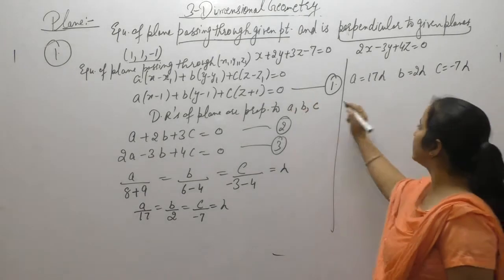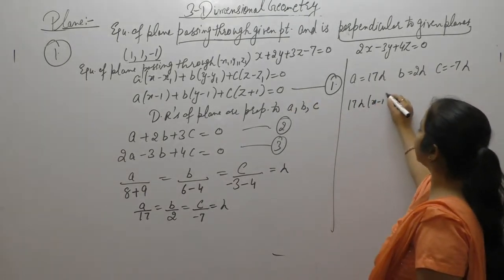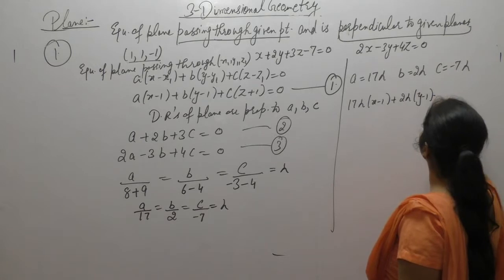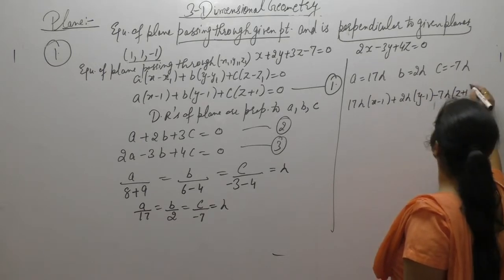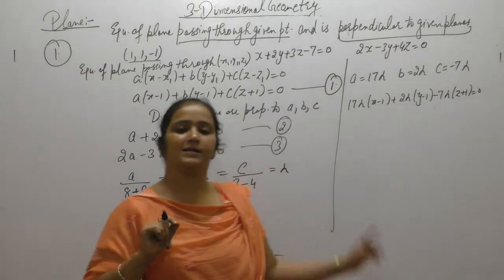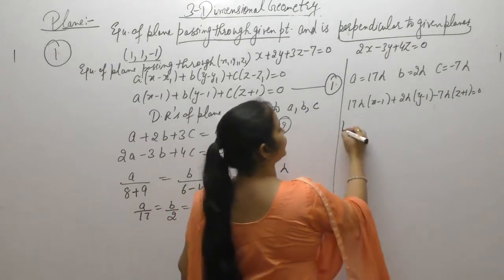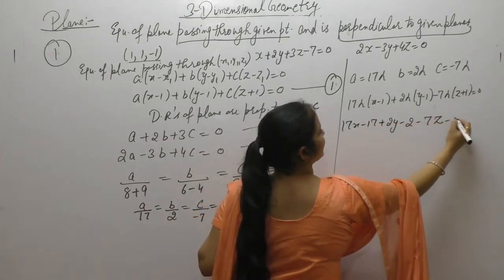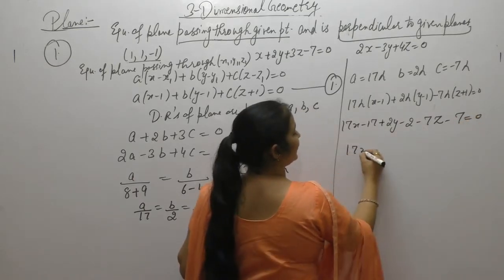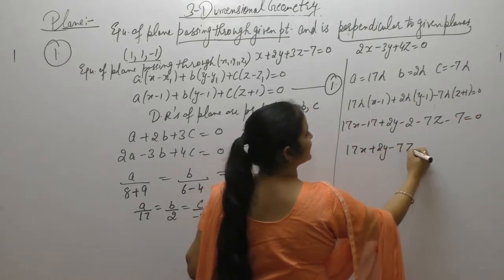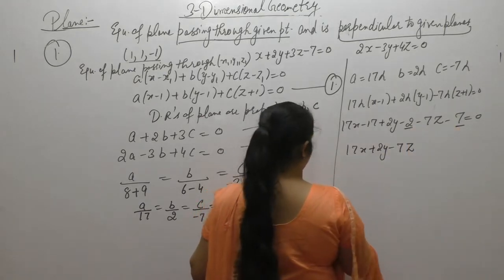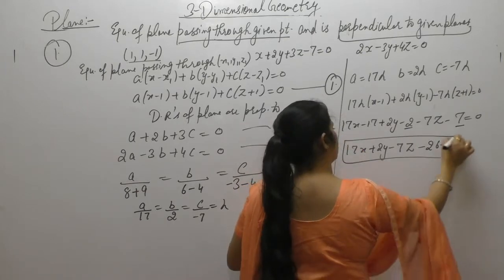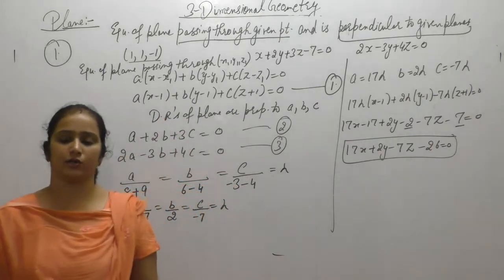Put these values in equation 1. 17 lambda (x - 1), 2 lambda (y - 1), minus 7 lambda (z + 1). Taking lambda common, and 0 upon lambda will be 0. So we are left with 17x - 17, 2y - 2, -7z - 7. So 17x + 2y - 7z, then 7 and 2 is 9, 17 and 9 is 26. So 17x + 2y - 7z - 26 = 0. So this is the required equation of plane.